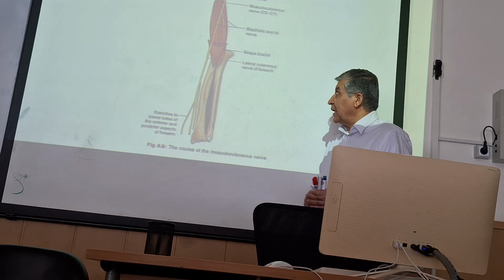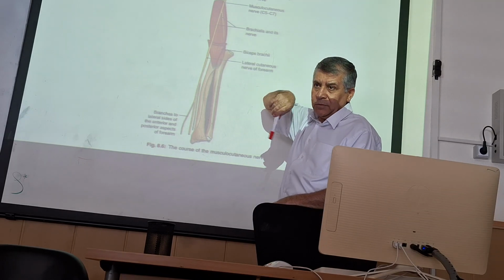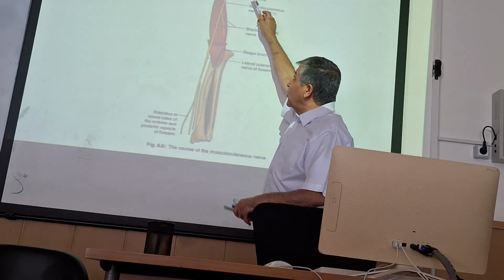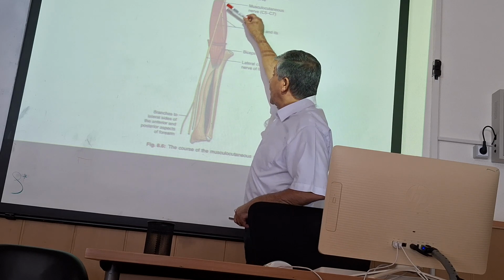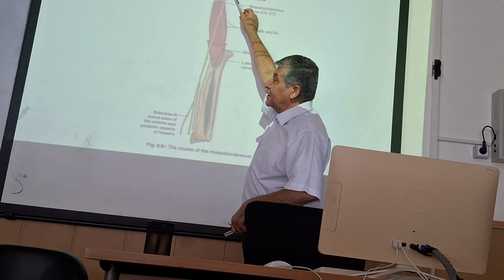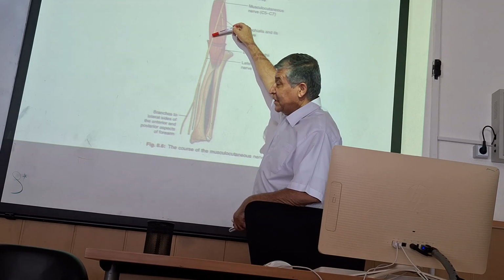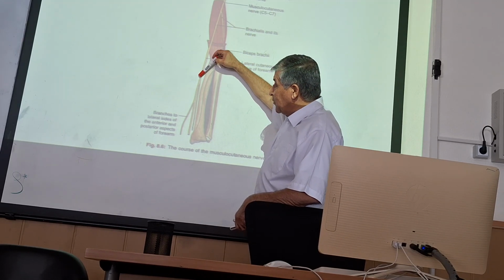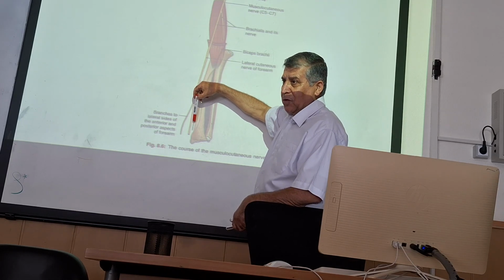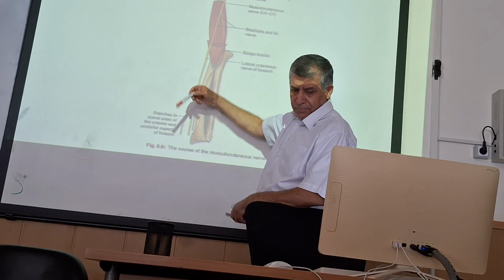The musculocutaneous nerve innervates the anterior compartment muscles of the arm. Okay? The musculocutaneous nerve passes through the coracobrachialis muscle, between biceps and brachialis, and continues as the lateral cutaneous nerve of the forearm.